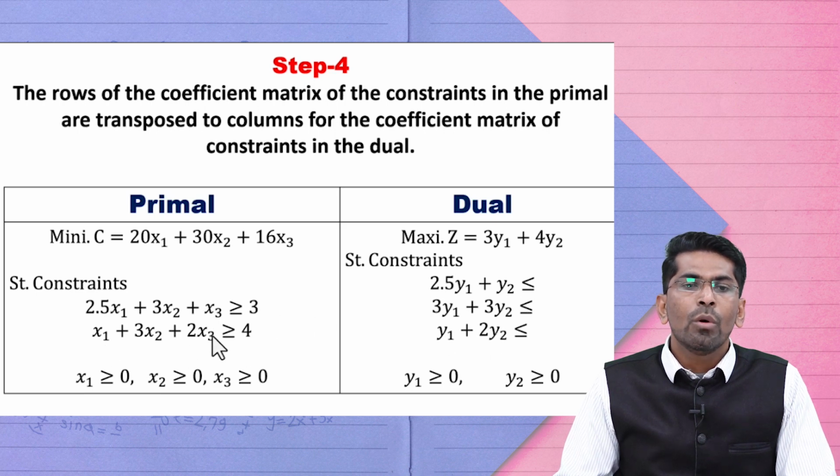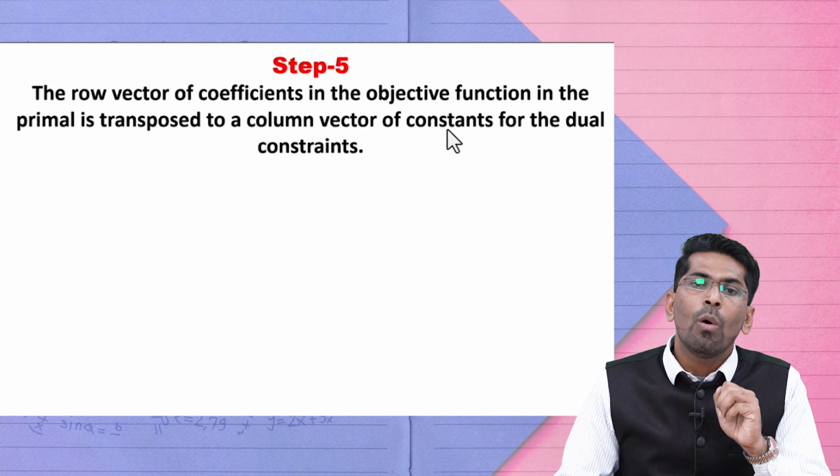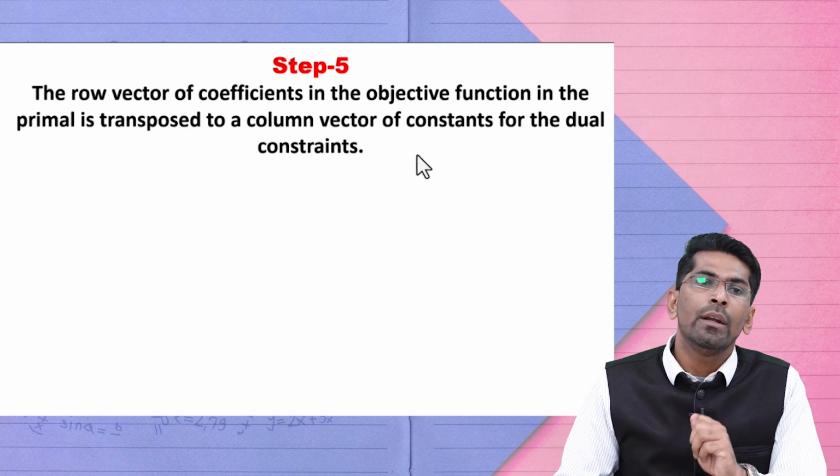Similarly, the coefficients of the second constraint, 1, 3 and 2, I am going to convert into the column, that is 1y2, 3y2 and 2y2. So now we have converted the coefficient matrix of the constraints in the primal problem into the column coefficients of the matrix in the dual problem. Now the last step is that the row vector of the coefficients in the objective function in the primal is transposed to the column vector of constants for the dual constraints.